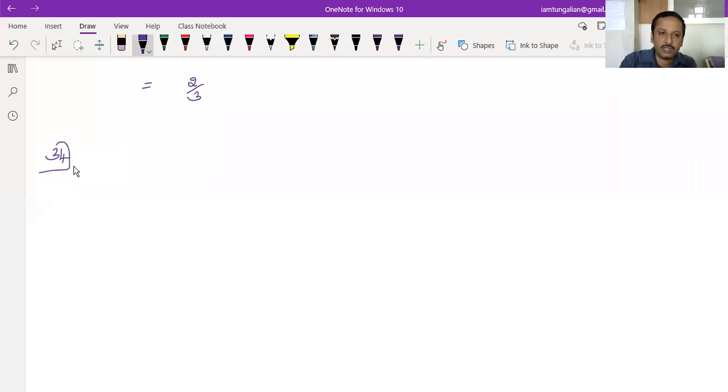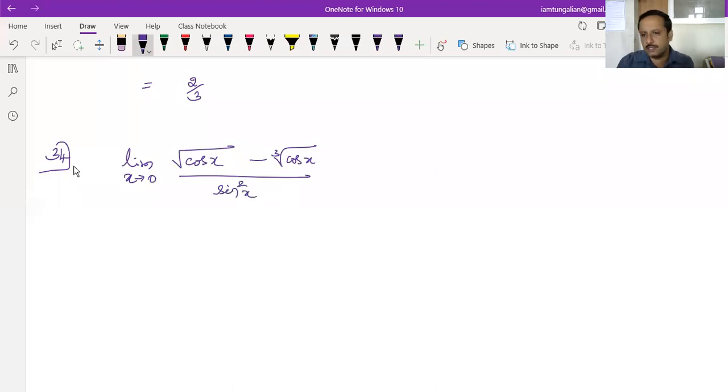Limit as x tends to 0 of (root cos x minus cube root of cos x) divided by sin square x. Okay, we have to evaluate this limit. If I directly apply the limit, cos 0 is 1, cube root of 1 is also 1. 1 minus 1 is 0. Denominator sin square 0 is also 0. So I will use L'Hospital's rule.